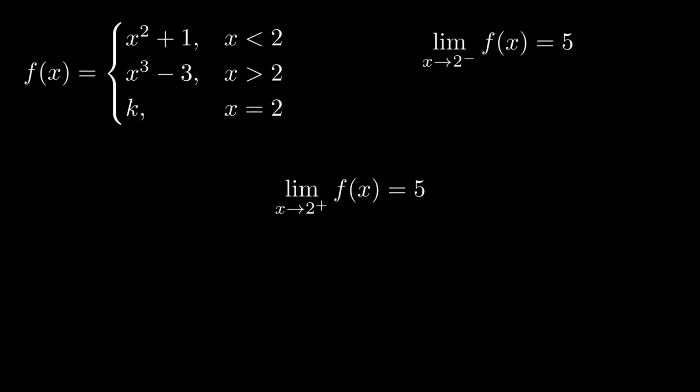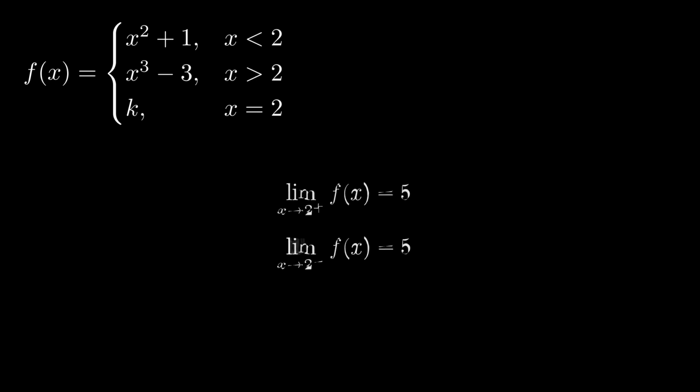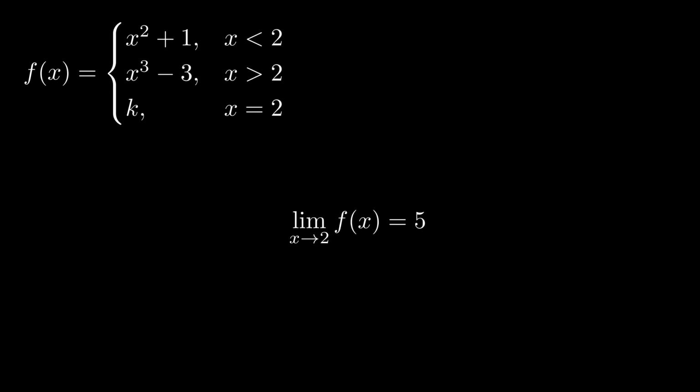But that's also what the limit as x approaches 2 from the left of f of x was equal to. And so the limits as x approaches 2 from either side both agree, and that means that the overall limit as x approaches 2 exists and is also equal to 5.